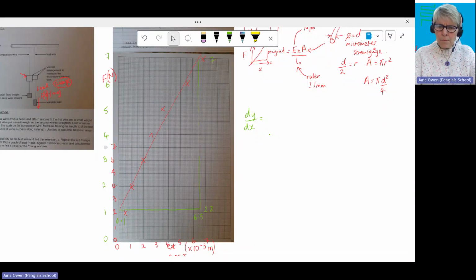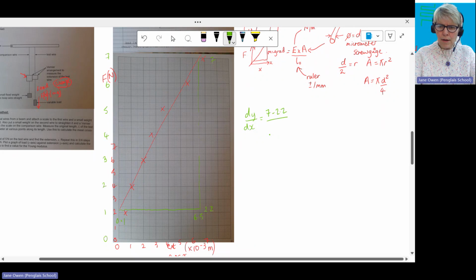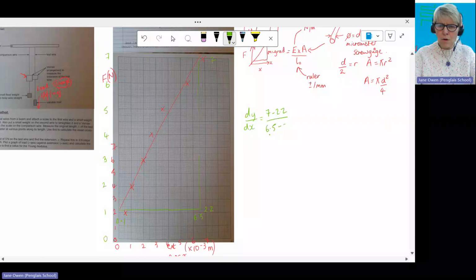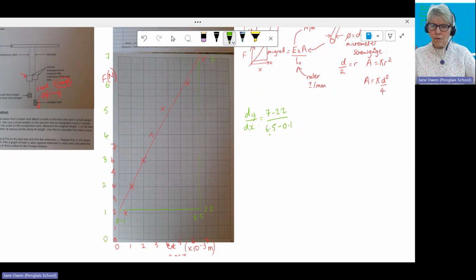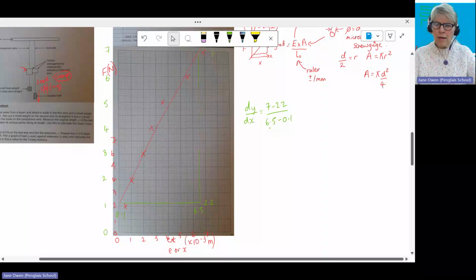So dy by dx is 7, take away 2.2, divided by 6.5. Always show your working like this. Okay, and I'll have a look what that comes out. Now don't forget, on the bottom there, it's times 10 to the minus 3 here.